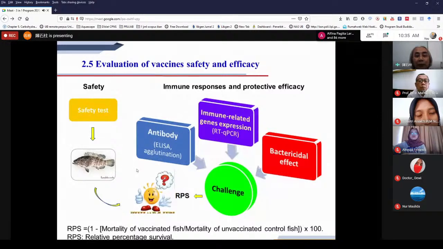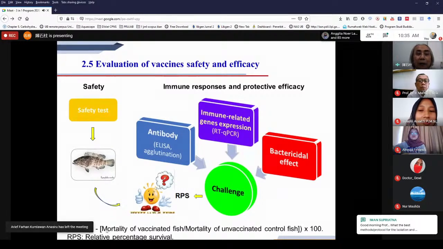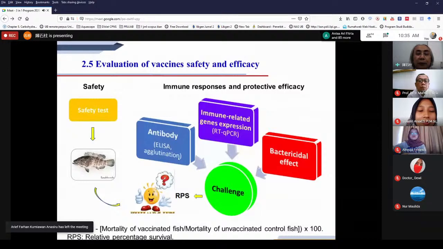So after vaccination, how do you know whether your vaccine is efficacious or not? Is it a good vaccine or poor? So you should check antibody titer, right? Because antibody is an important factor in immunoglobulin. They can neutralize the pathogen, okay? So how to check antibody titer? We can use the ELISA or agglutination test to measure the antibody titer. Does the antibody titer correlate to the protection or survival rate? And the second part is the immune-related gene expression. What kind of gene expression correlates with the RPS protection or not?